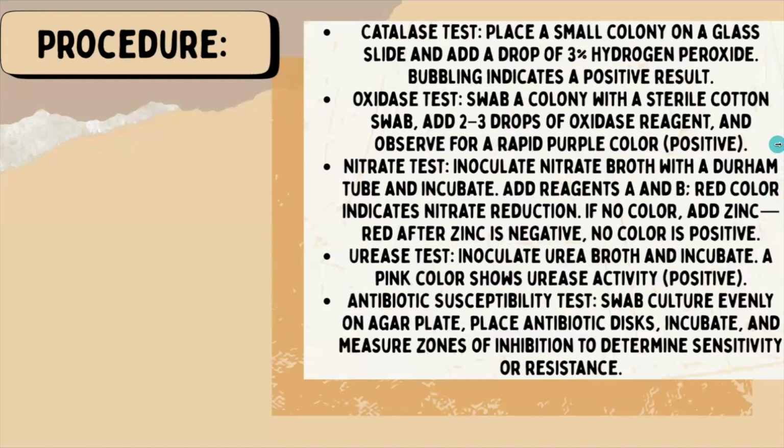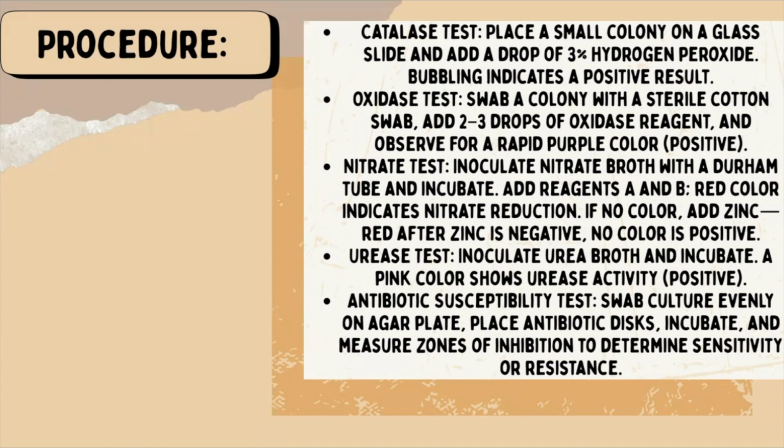For the procedure, we start off with the catalase test by placing a small colony on a glass slide and adding a drop of 3% hydrogen peroxide, and bubbling indicates a positive result. Meanwhile, if no bubbling appeared, it indicates a negative result. And then for the oxidase test, we swabbed a colony with a sterile cotton swab and then added 2 to 3 drops of oxidase reagent and observed for rapid color change, which was indicated as purple, and it was positive if it was purple.